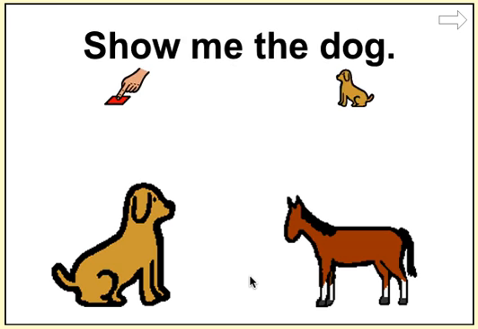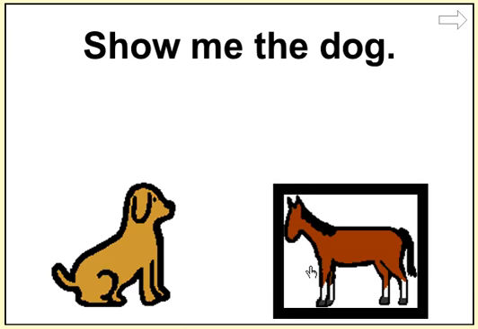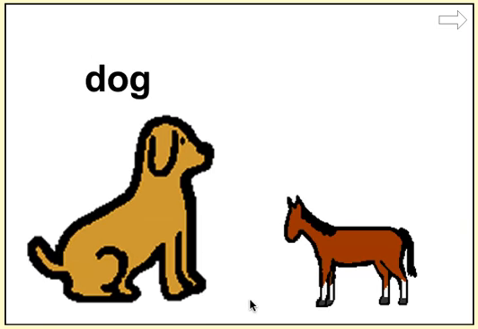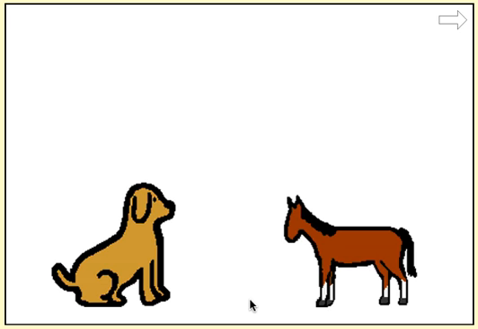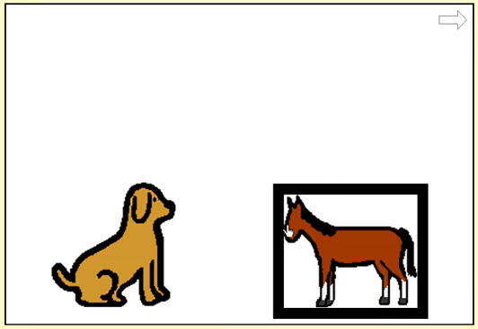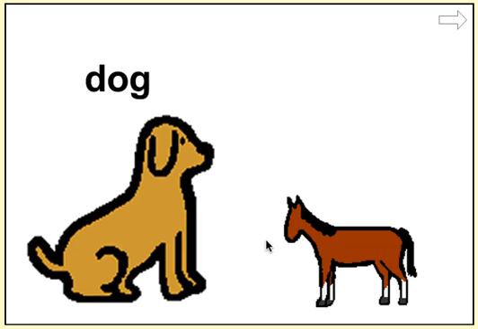Show me the dog. Well, now it is not a photo, it is not a drawing, it's a symbol. Show me the dog. It was over here before. I'll try this one. This is the dog. That's not a dog. Show me the dog. This one must be the dog. This is the dog.